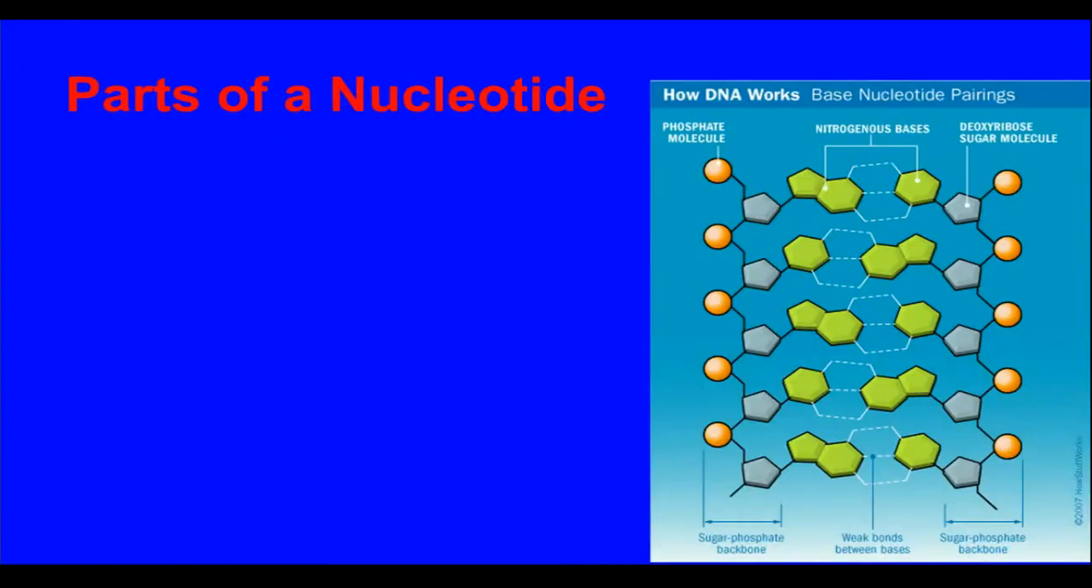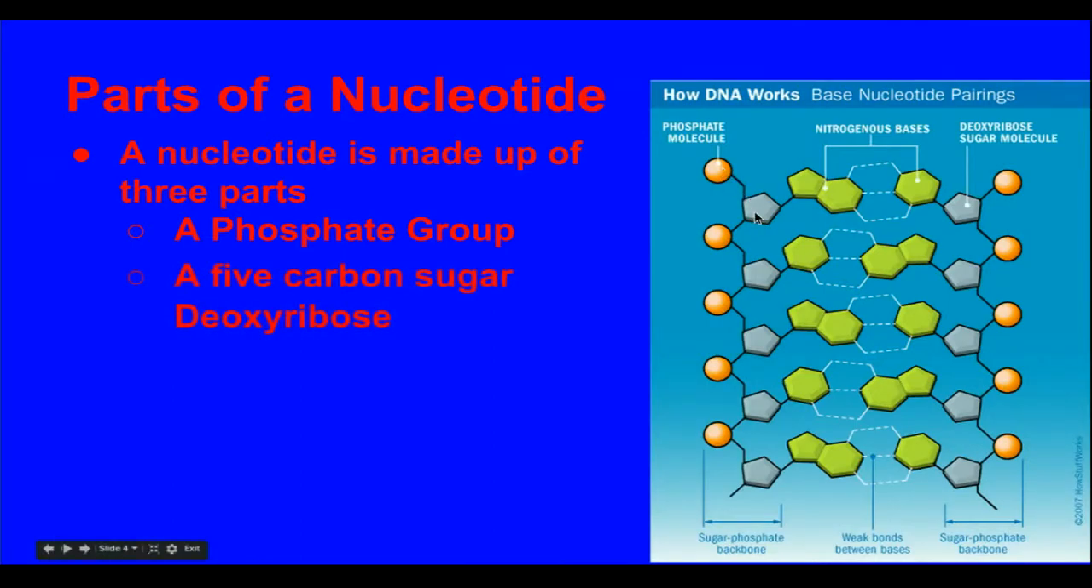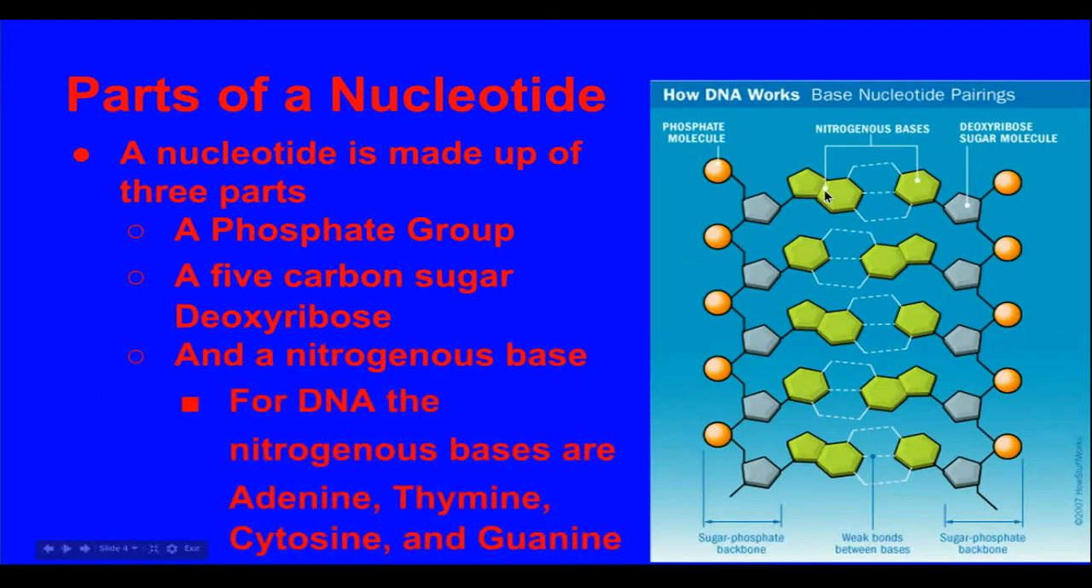The parts of a nucleotide, we're going to start with the 3 parts. So you have 1, 2, 3 parts. And we'll start out here. This is the phosphate group. The phosphate group is a phosphorus with 4 oxygens. Then moving in, you have a 5-carbon sugar. In the case of DNA, it is deoxyribose. And then the next part are the nitrogenous bases. And the nitrogenous bases for DNA are adenine, thymine, cytosine, and guanine.